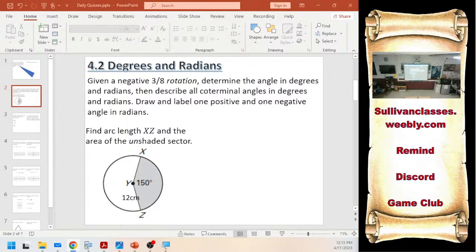If you paid attention to the last two lessons, what is one rotation? What is one revolution? And for the circle at the bottom, it is the right-hand side that is shaded with a central angle of 150 degrees.